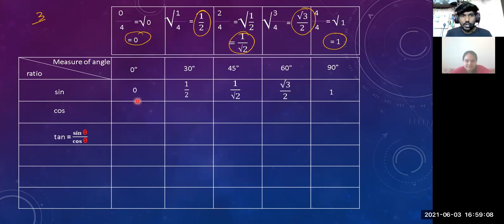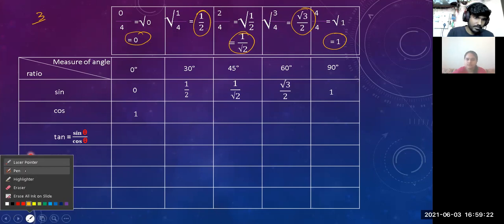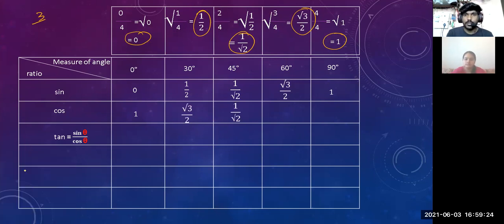Now, cos you just write opposite of it. So this would be 1, root 3 upon 2, 1 upon root 2, 1 upon 2 and 0. Okay, and then tan. For tan, you need to remember this formula. Tan is sine upon cos. So you have to just divide sine upon cos to get tan.